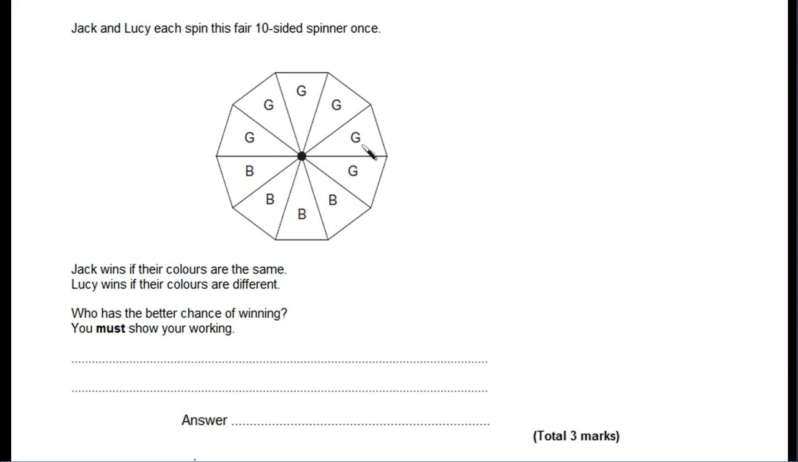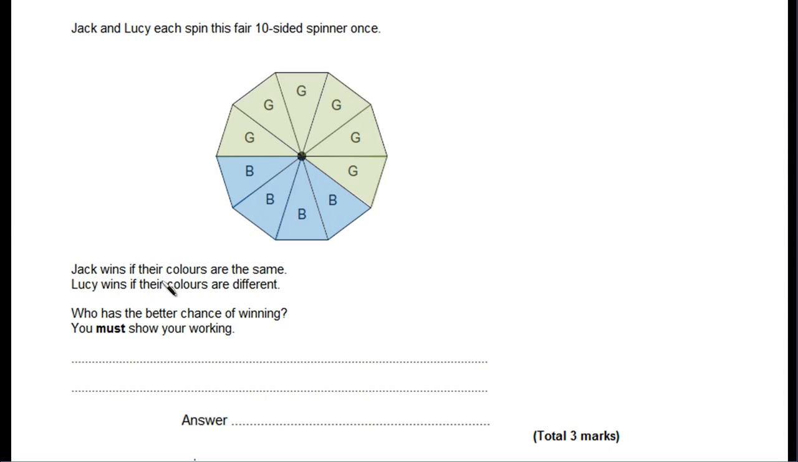So what we've got is Jack and Lucy, who each spin this fair 10-sided spinner once. And just to give you a chance to look at this, I'm going to fill in these colours that they've marked in here. They've just used G, G, G, G, G, G for green and B, B, B, B for blue. If we shade it in, it makes it clearer that there are more greens than blues. And the other thing to point out is that they've only shown us one spinner, but of course the spinner is spun twice. So we've got to imagine two spins of this fair 10-sided spinner.